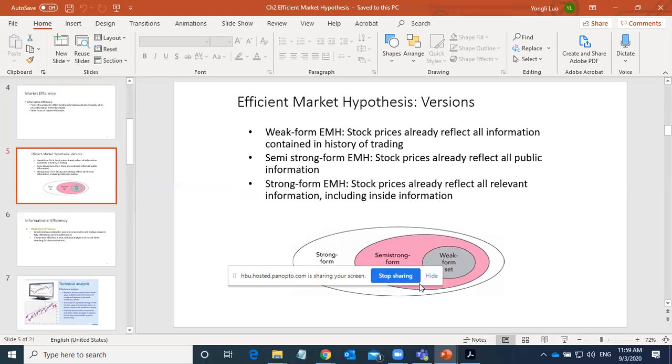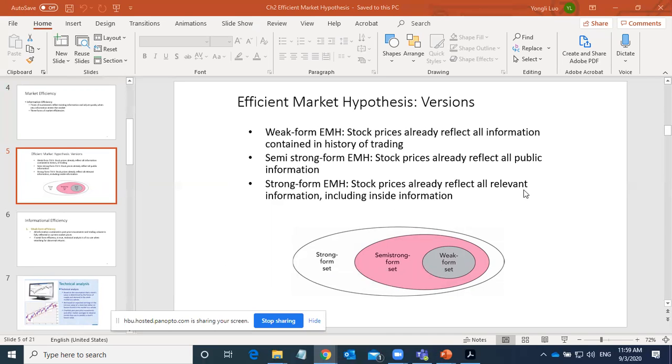Okay, he said there are three different forms of market efficiency. And the middle one is the weak form. The weak form market efficiency says stock prices already reflect all information contained in the history of trading. The history of trading is like historical prices, historical trading information.